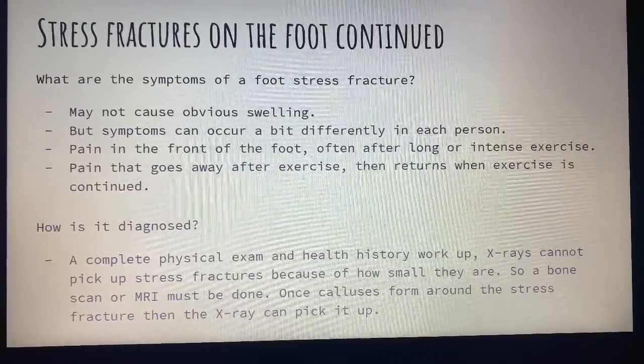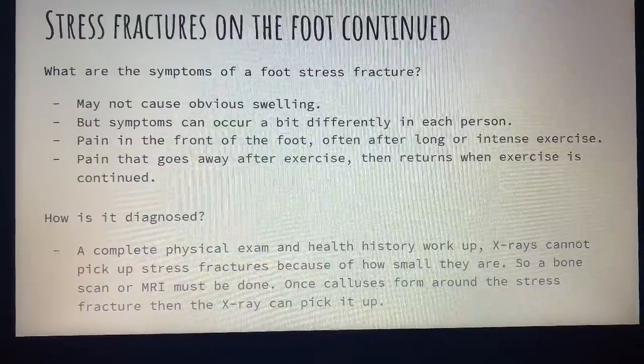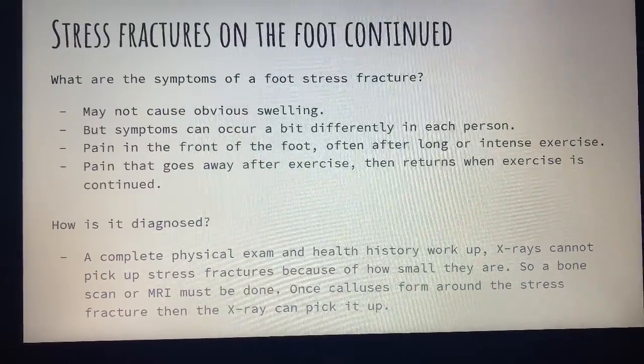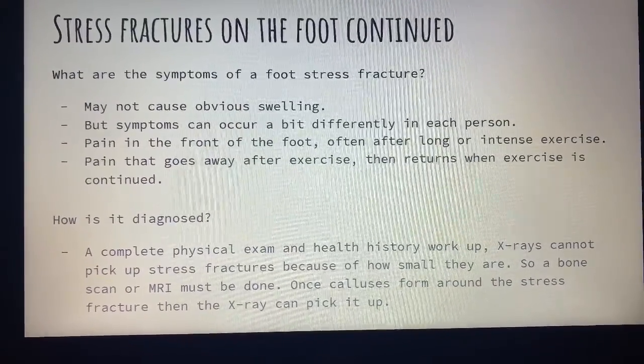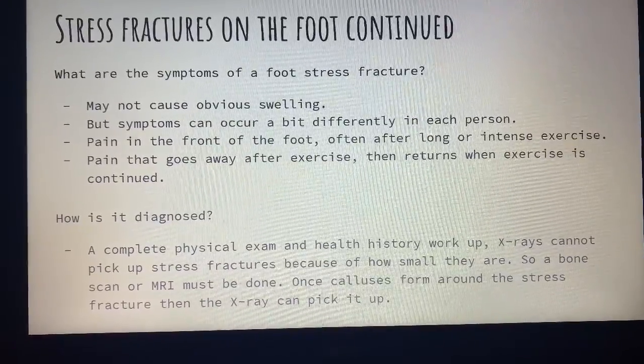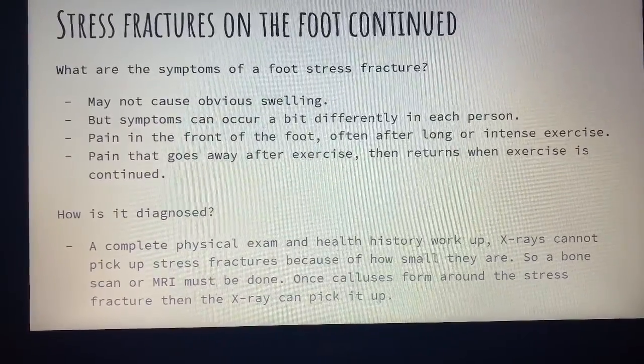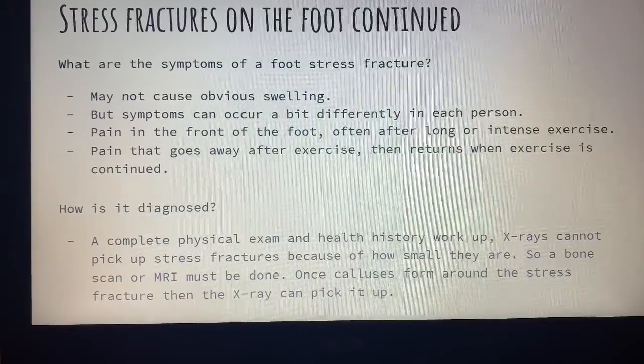How is it diagnosed? A complete physical exam and health history workup. X-rays cannot pick up stress fractures because of how small they are, so a bone scan or an MRI must be done. But once calluses form around the stress fracture, that is when an X-ray can pick it up.